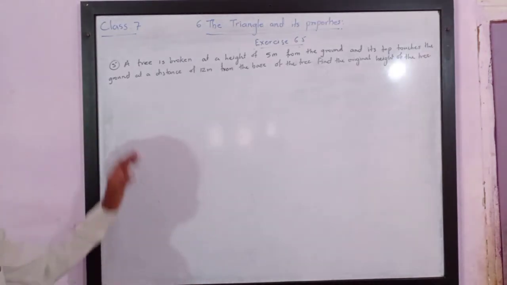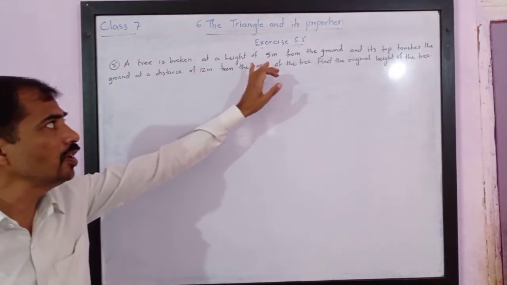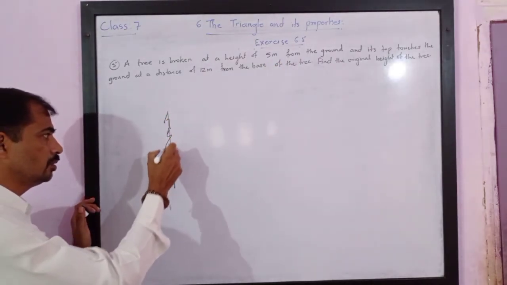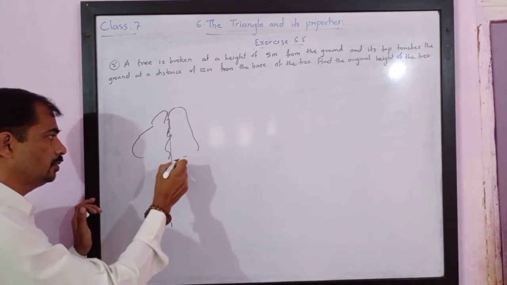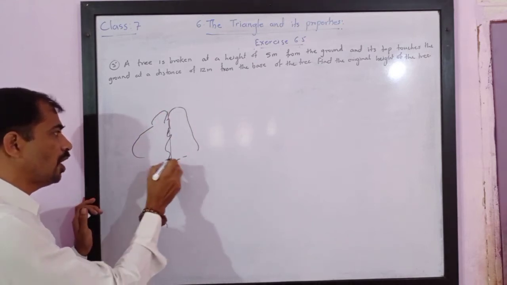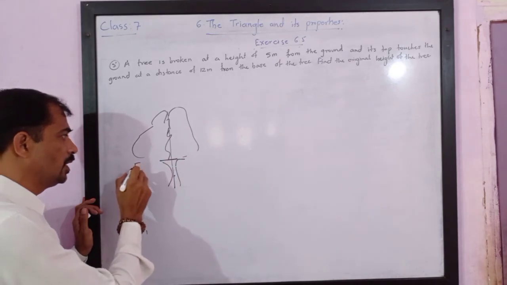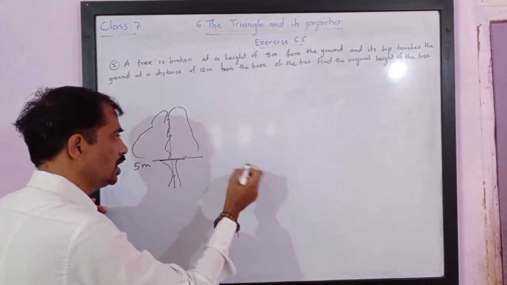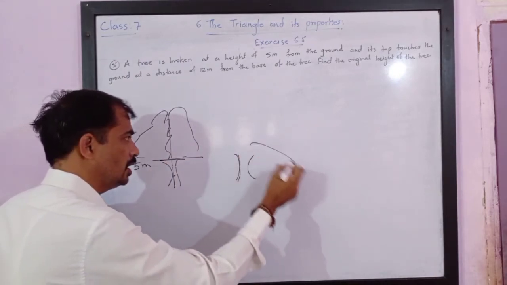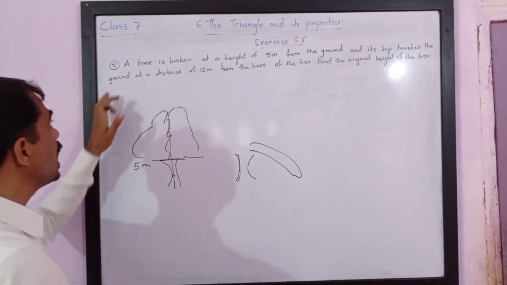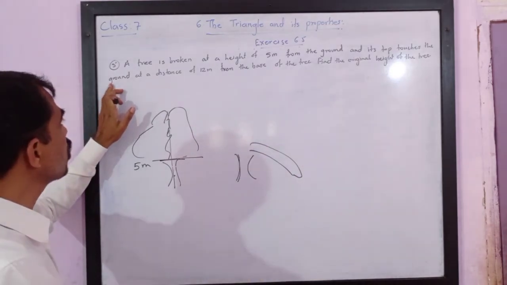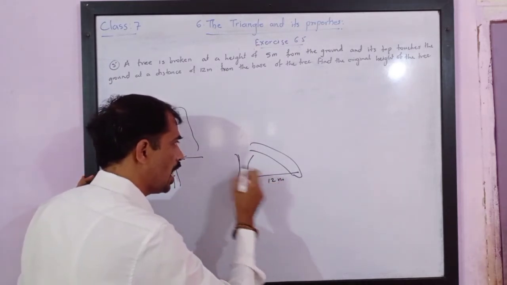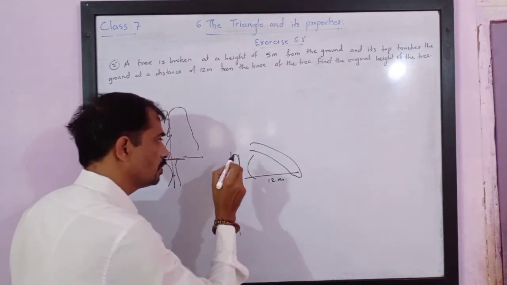Dear friends, we have the next question. A tree is broken at a height of 5 meters from the ground. Now imagine that there is a tree, and this is 5 meters. At 5 meters the tree is broken and it falls down. So if it falls down, it will land somewhere here. Its top touches the ground at a distance of 12 meters. This distance is 12 meters and it is broken at 5 meters.